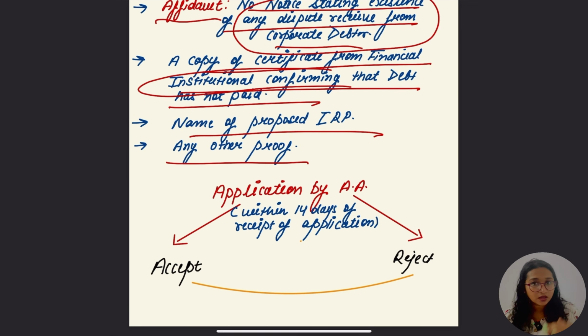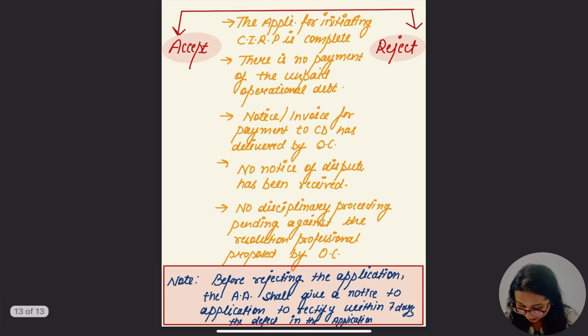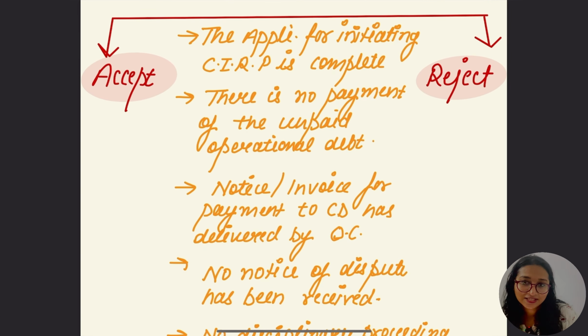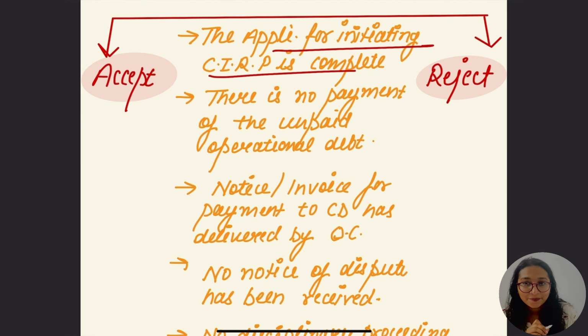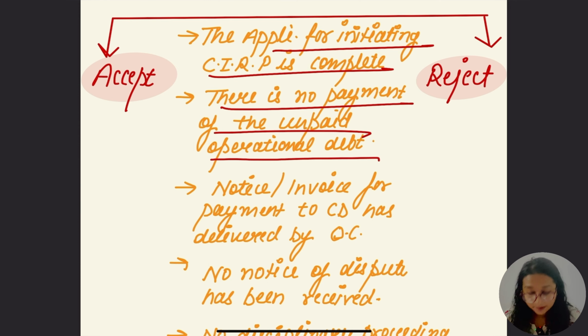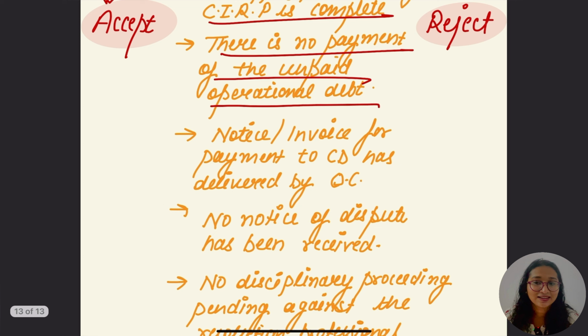So now these documents are to be furnished along with the application to whom? To the adjudicating authority. Now the adjudicating authority is either going to accept or going to reject. Remember, this is the same process involved under section 7. So under section 9, this is the same thing which is going to happen, but on what basis are they going to accept and reject that application? First of all, the application for initiating CIRP is complete. If it is complete, then accept. If it is not complete, then rejected by the AA. Second, there is no payment of the unpaid operational debt. If it is so, then it's going to accept.